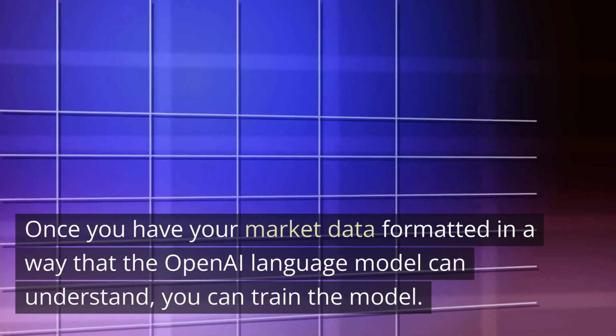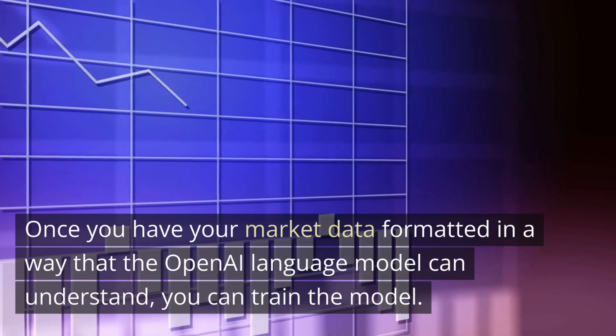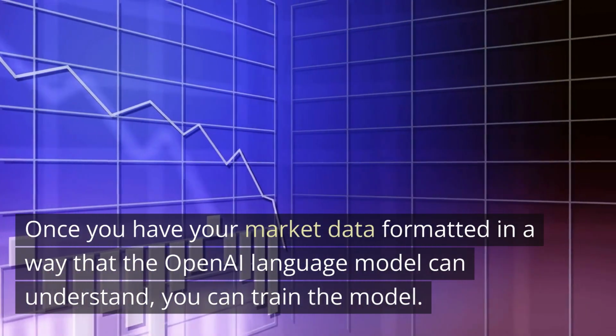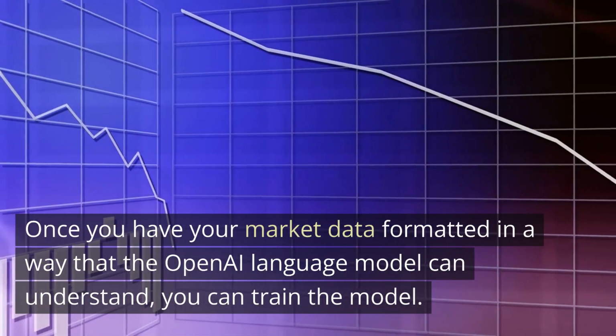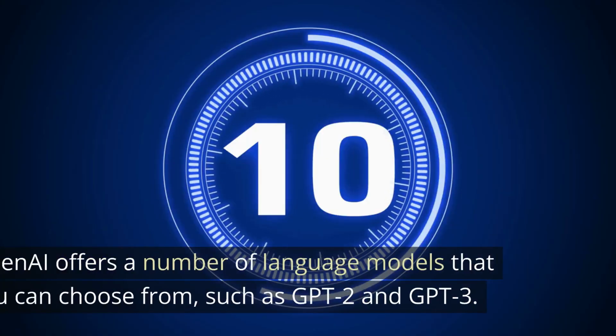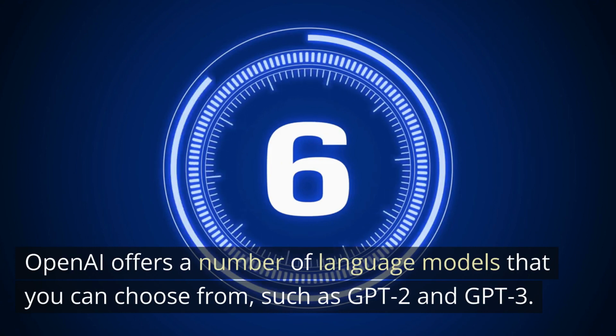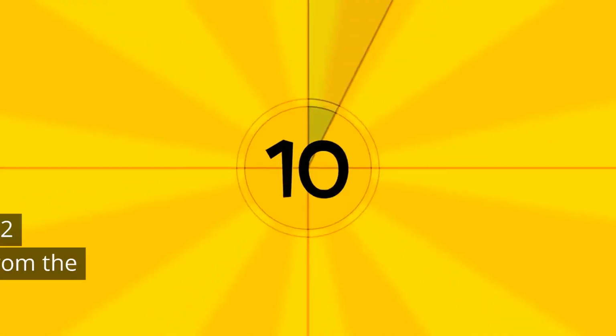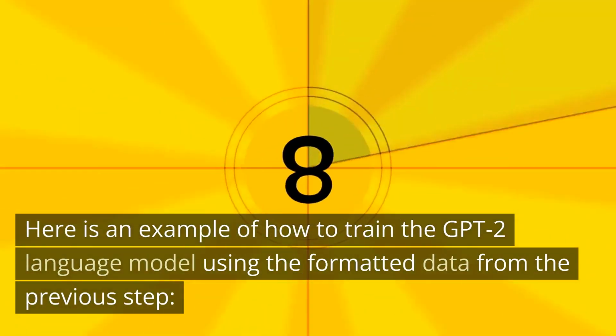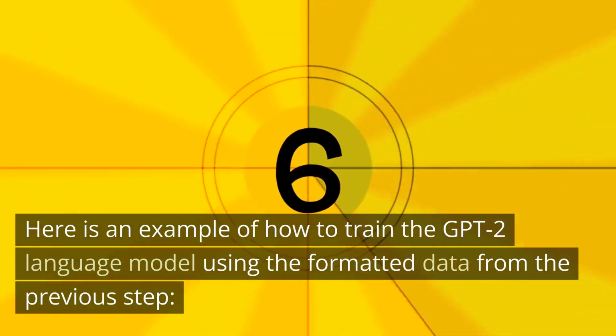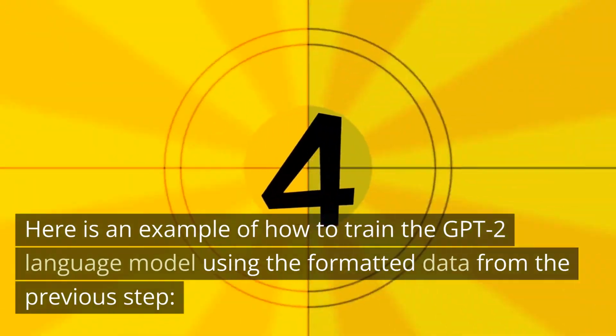Once you have your market data formatted in a way that the OpenAI language model can understand, you can train the model. OpenAI offers a number of language models that you can choose from, such as GPT-2 and GPT-3. Here is an example of how to train the GPT-2 language model using the formatted data from the previous step.